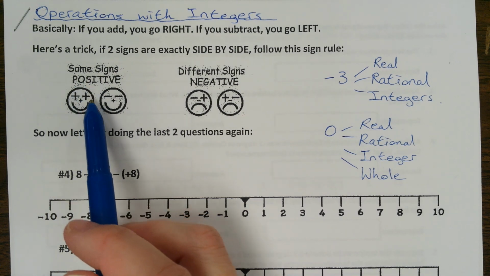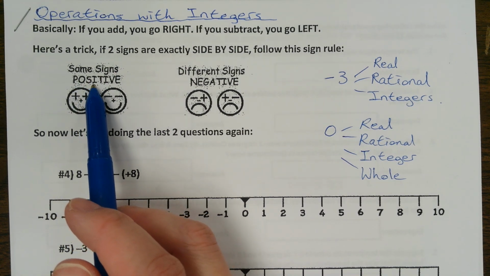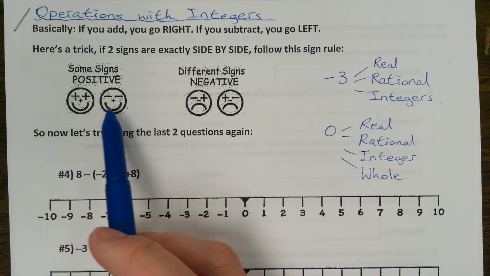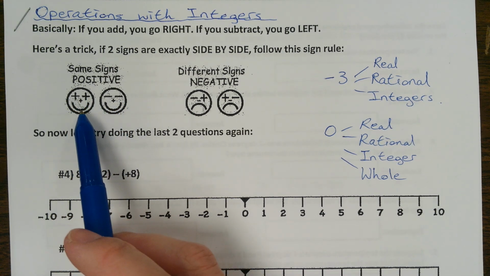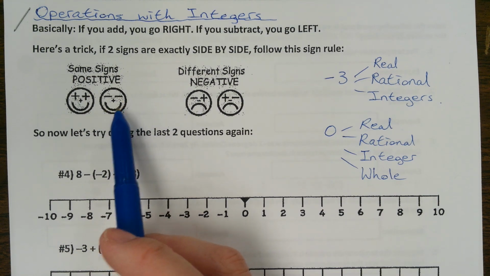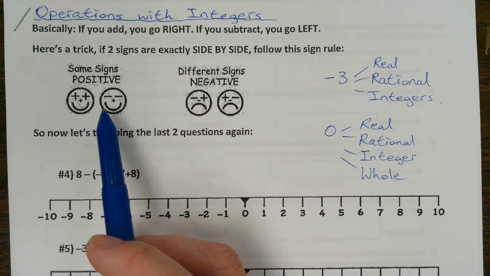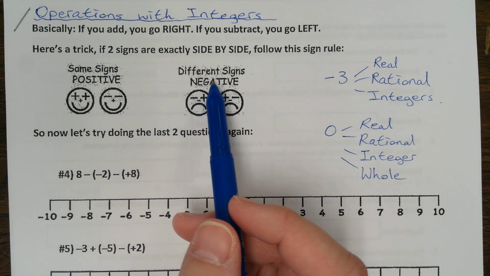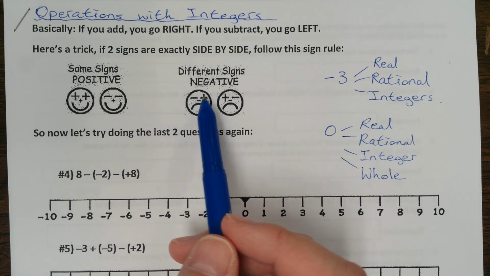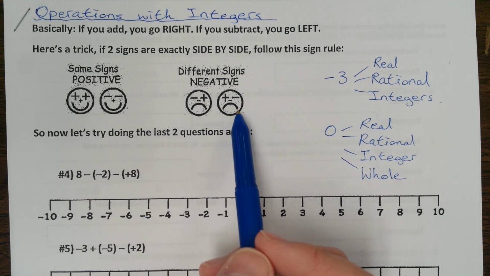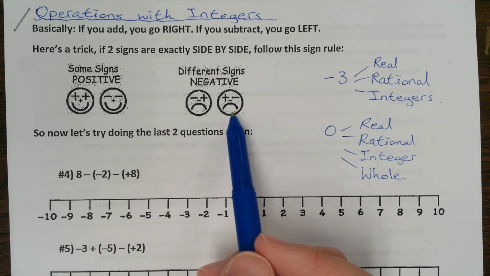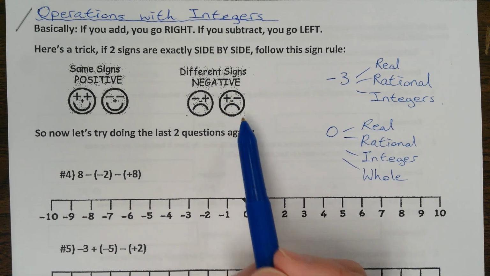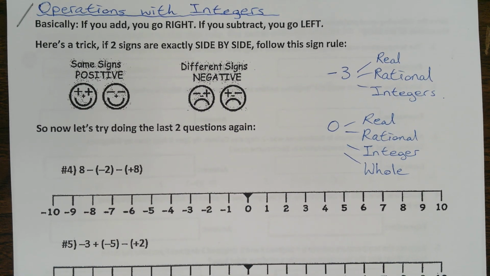Okay. So when you have two signs side by side, it makes it positive. So two positives make a positive. Two negatives also make a positive. When you're positive, you smile. So that's one way to help you guys remember. And then when you have a positive and a negative side by side, that's when it becomes negative. You're sad. So whether it's negative and a positive or a positive and a negative, it becomes negative.